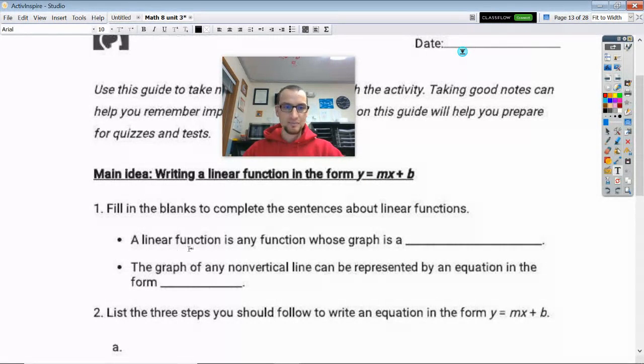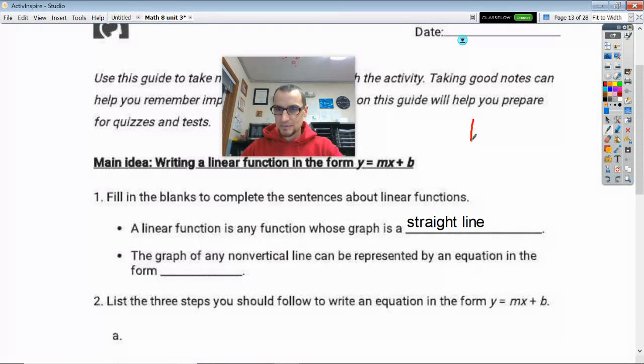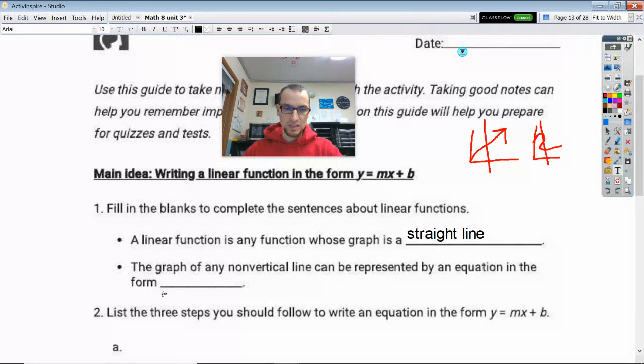Fill in the blanks. A linear function is any function whose graph is a straight line. Remember, it's got to pass the vertical line test also. So this straight line here could pass the vertical line test. If a line got too curvy, it might not pass the vertical line test. The graph of any non-vertical line can be represented by an equation in the form y equals mx plus b.